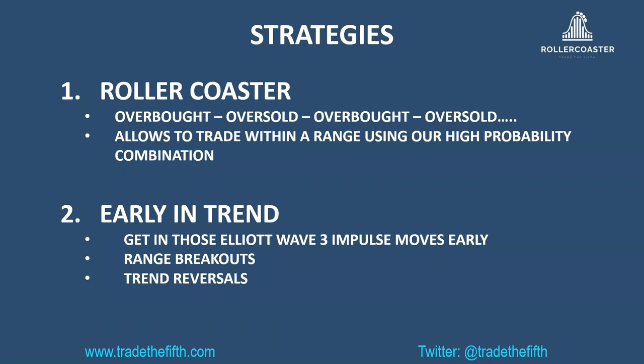So we're getting those Elliott Wave 3 impulse moves early, range breakouts and trend reversals, because at the time we get into the roller coaster, we don't know if it's a big move, a correction, a trend reversal, a range breakout, or a wave three. All we're interested in is getting in that roller coaster trade, trading it from, say, oversold to overbought. But if it stays in the overbought zone and we get that false breakout stochastic starting to form and it doesn't break out, your trailing stop won't be taken, and then you're early into that trend. But at the time you enter it, you do not know.